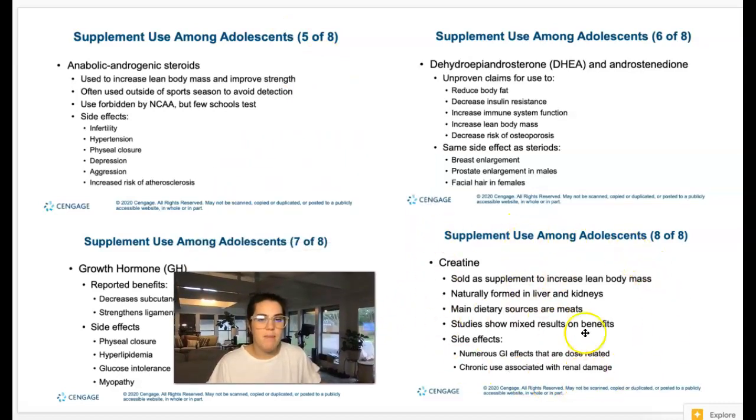Creatine probably has the most literature supporting its use for sports performance. Creatine is going to be used most often for weightlifting and intense physical exercises, so less about endurance exercises and more about what muscular work is involved.